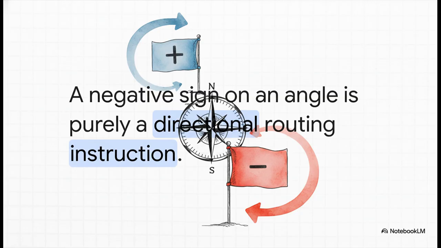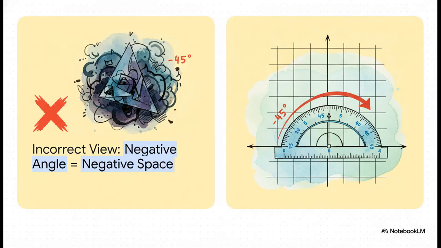But you have to remember that core idea we talked about. That minus sign has absolutely nothing to do with the physical size of the angle. It's just a little flag, a directional instruction that says, hey, rotate this way, not that way. So let's bust this myth for good. The wrong way to think about it is that a negative angle means negative space. That's not it at all. The correct way is this. The sign tells you the direction of rotation, and the number itself, the absolute value, tells you the magnitude, how far to rotate. A -45-degree rotation still sweeps out a 45-degree geometric space.